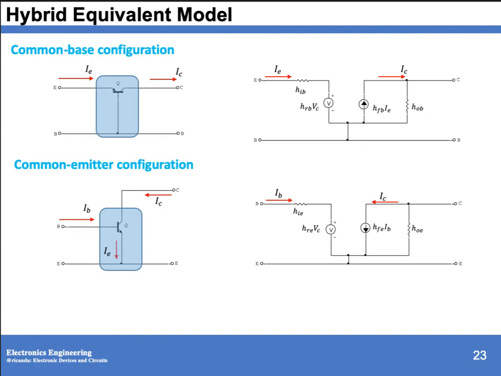So this equivalent hybrid model, even though it is a common base or a common emitter, they have the same circuit configuration. Only the subscript will determine what type of configuration you have. If it is common base, then you have a subscript of B. If it is common emitter, then you have a subscript of E. So we call this one a complete hybrid equivalent model.